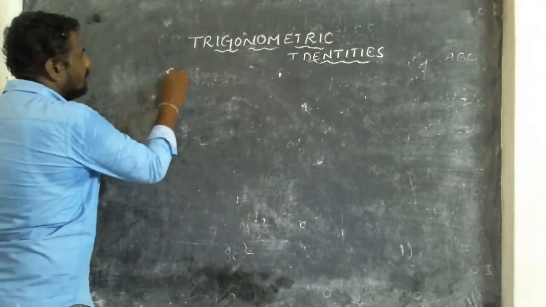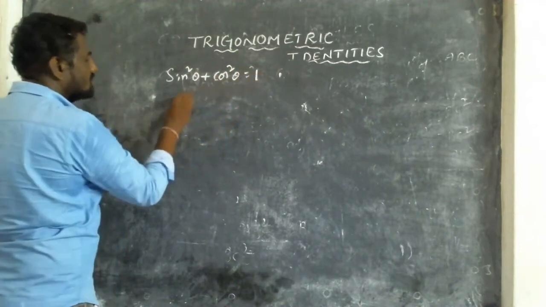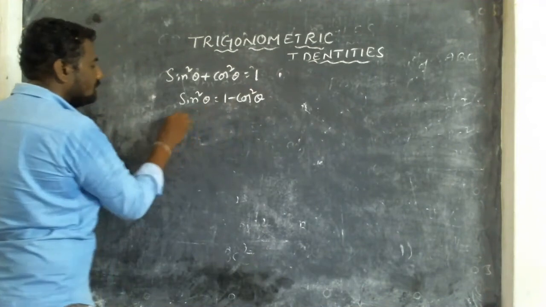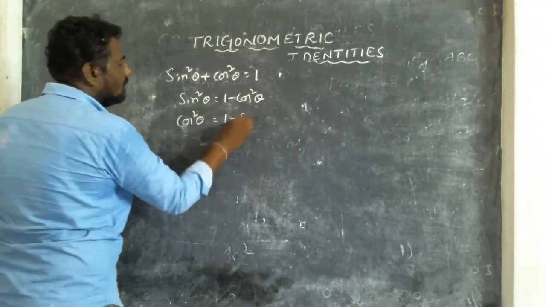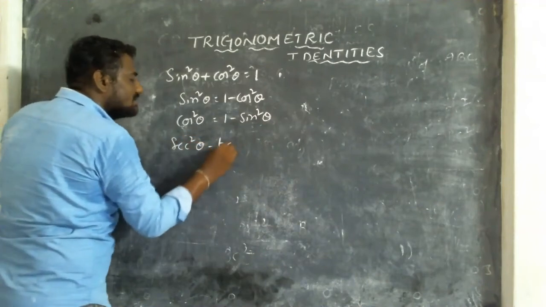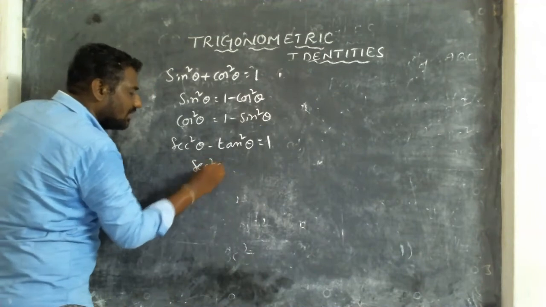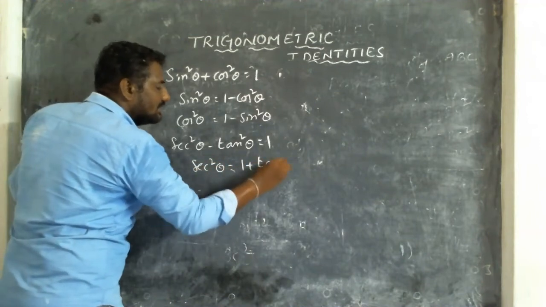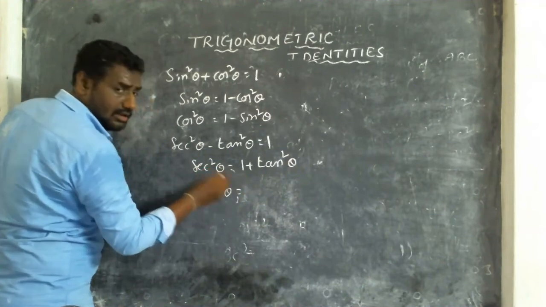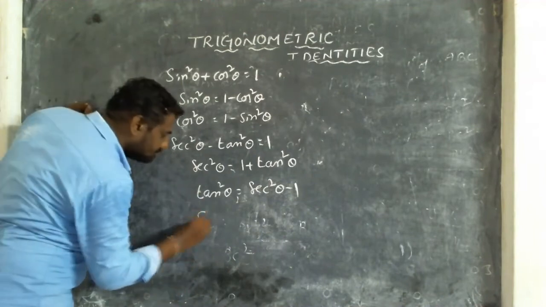First one, sin square theta plus cos square theta equals 1. Send cos square to the other side: sin square theta equals 1 minus cos square theta, and cos square theta equals 1 minus sin square theta. Next, second, sec square theta equals 1 plus tan square theta. Bring 1 outside: tan square theta equals sec square theta minus 1.